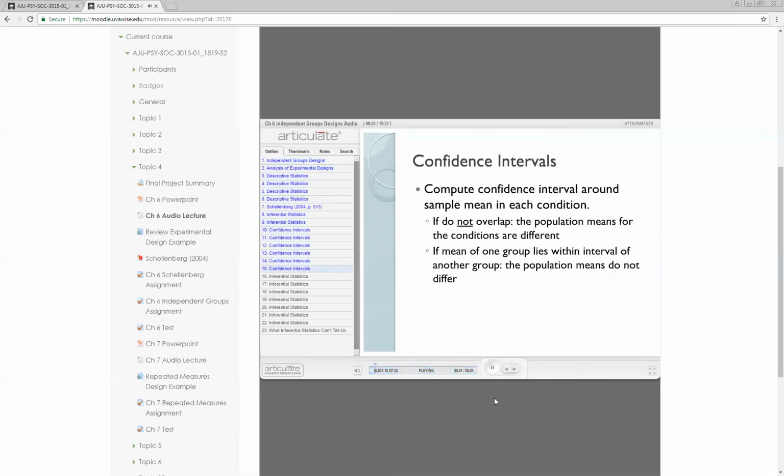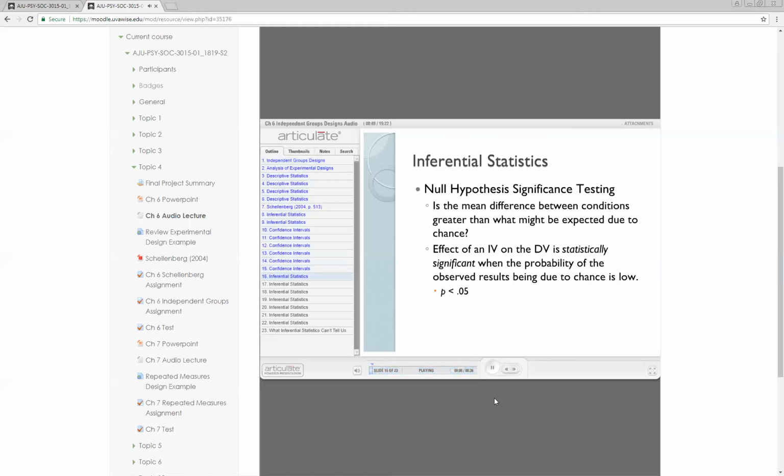So in order to draw conclusions from the confidence intervals, what we do is calculate a confidence interval around the sample mean for each condition. If they do not overlap, it tells us that the independent variable had an effect on the dependent variable. The population means for the 2 conditions are likely different. If the mean of one group lies within the other group's interval, it tells us that the population means do not differ because they overlap. Null hypothesis significance testing is another strategy.